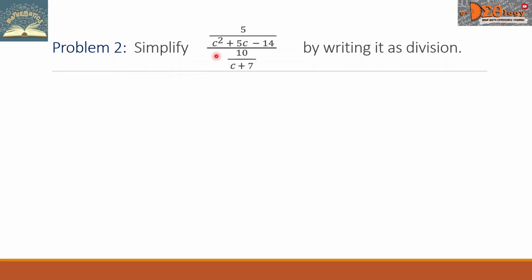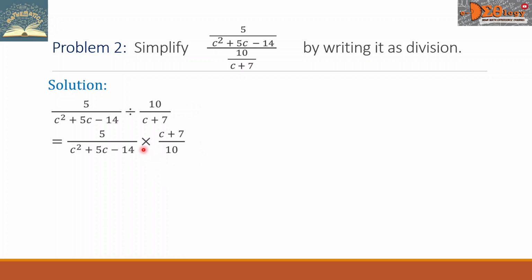Problem 2. Simplify 5 over the trinomial c squared plus 5c minus 14 all over 10 over c plus 7 by writing it as division. We have here a complex fraction. In the numerator is a fraction, while in the denominator is another fraction. So we copy this numerator fraction divided by this fraction in the denominator. Let us now divide. First, we invert the second fraction. Then we proceed to multiplication.